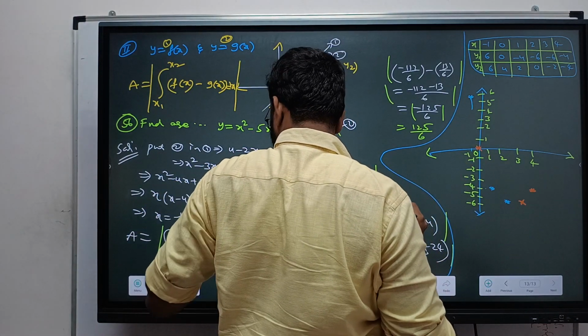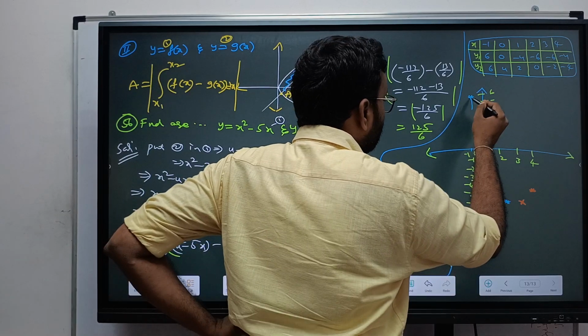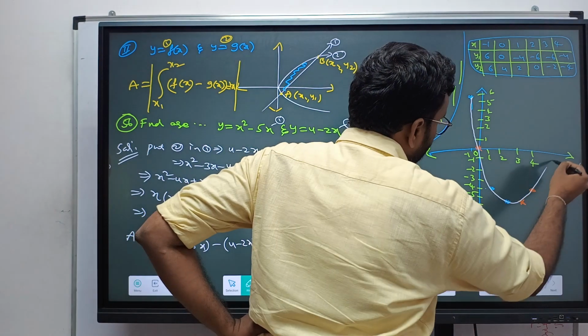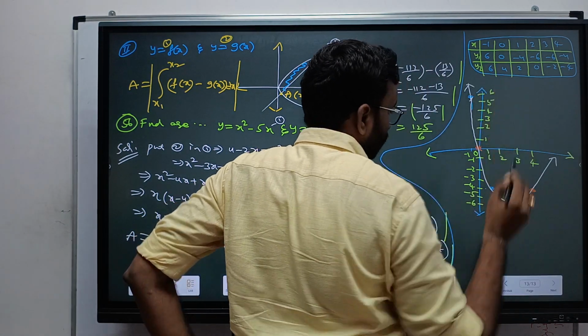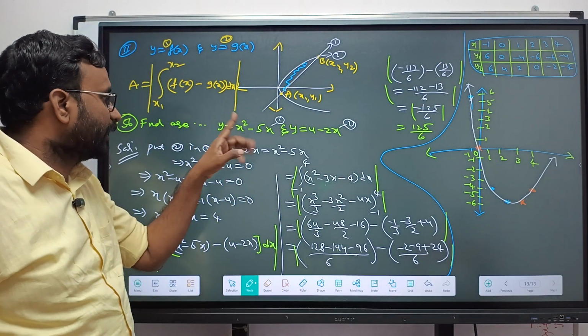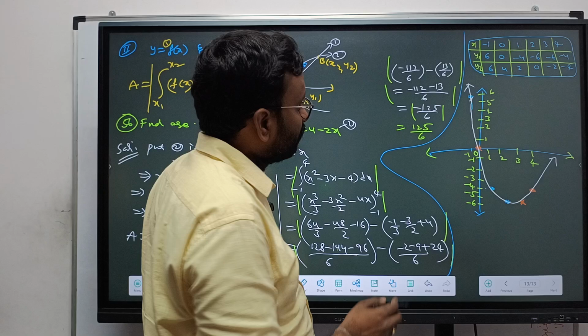Okay, this is blue, white. See once. So this is the first curve now. Okay? This is what? First curve, y equal to x square minus 5x. Now come to the second one.